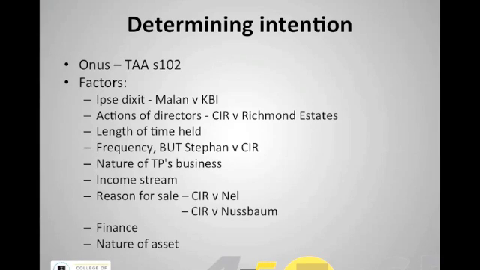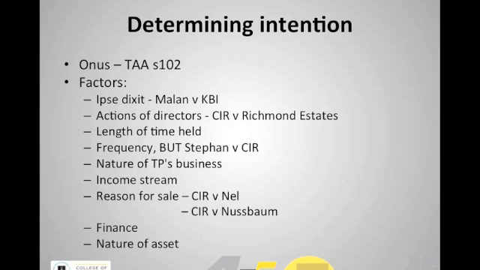We would also look at the nature of the taxpayer's business. Is this transaction closely linked to what they normally do? Do they routinely buy and sell houses? Well, if they do, then the sale of this particular house is more likely to be revenue in nature. But if it's quite separate from their regular business, they may be more likely to be able to argue that it's capital in nature.